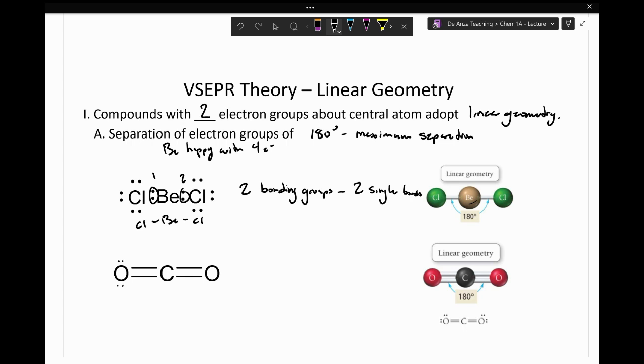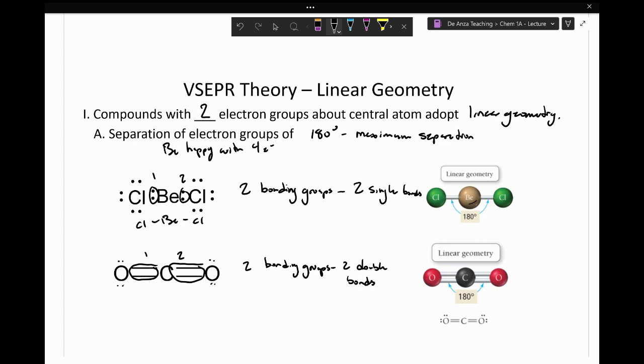A second example we're going to look at is CO2. In CO2, carbon doesn't have any lone pairs, so it doesn't have any electron groups from that. But its 2 electron groups are 2 sets of double bonds. I've circled those 2 sets of double bonds here. This is 1 and 2. So it has 2 bonding groups, and those bonding groups are specifically 2 double bonds. And just like beryllium chloride, CO2 also adopts this linear geometry.